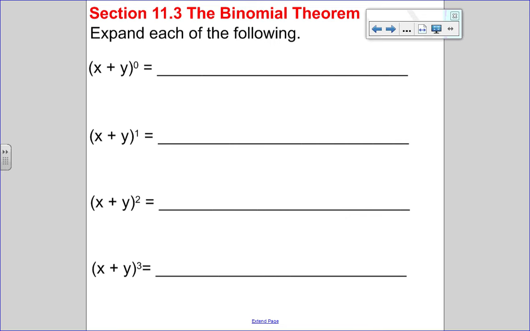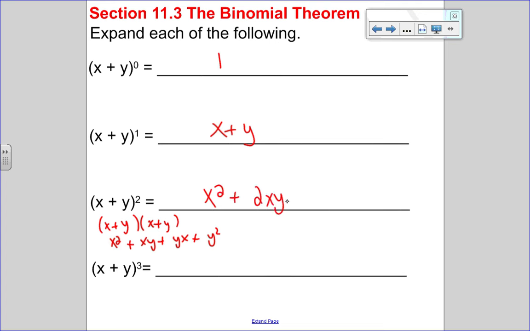In the first one, anything to a 0 exponent is always just 1. And then x plus y to the exponent of 1 is just x plus y. X plus y squared is just x plus y times x plus y. So by the distributive property, that would be x squared plus xy plus yx plus y squared. The middle terms are the same, xy and yx, there's 2 of them. So this would just be x squared plus 2xy plus y squared.